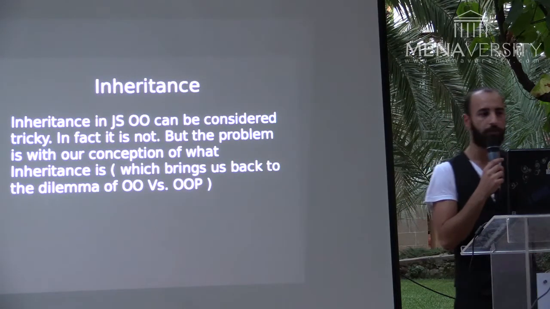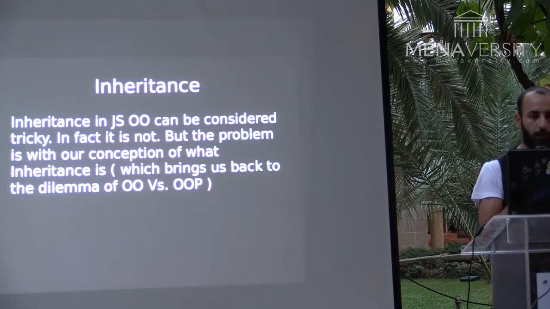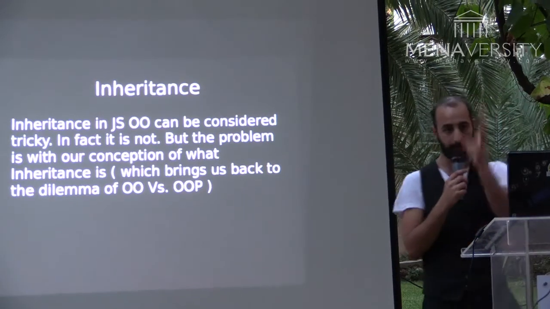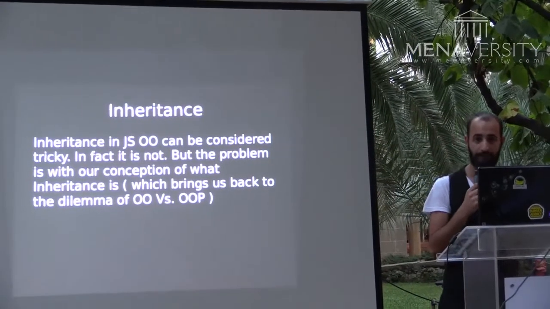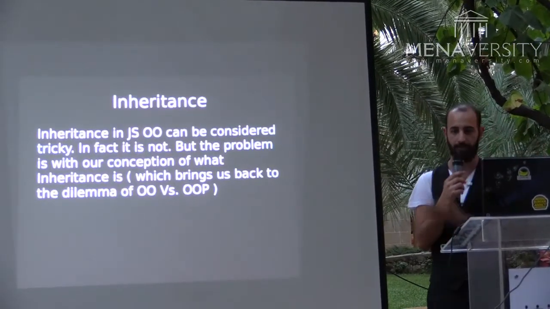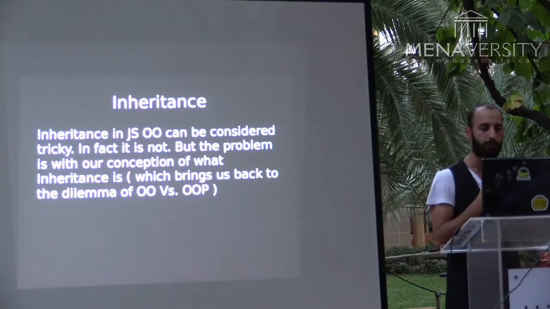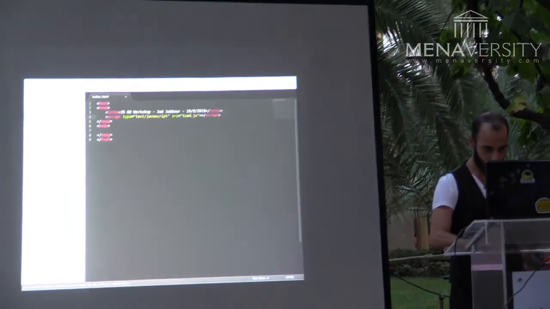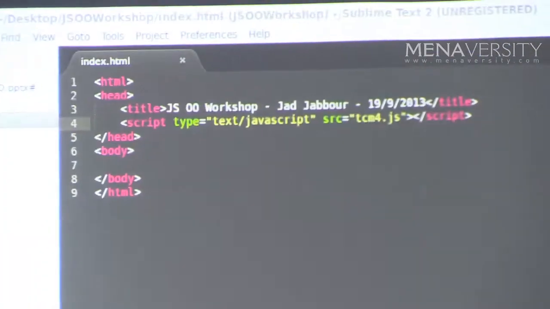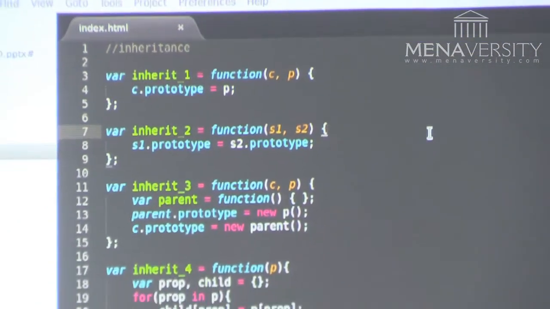But the problem is we don't think the same way. What we think about is a class which we use to instantiate an object. That is not the case here. What we have here is objects that are copying themselves, and they have a blueprint. It's called a prototype. So let's talk about inheritance.